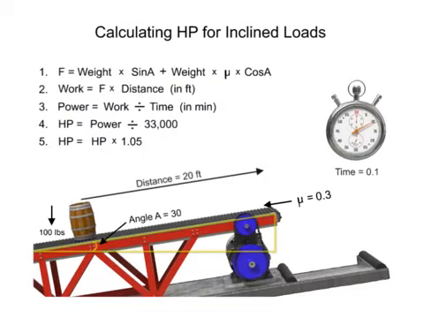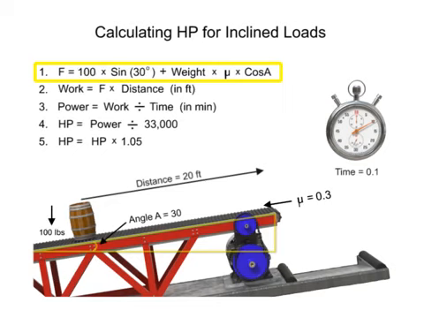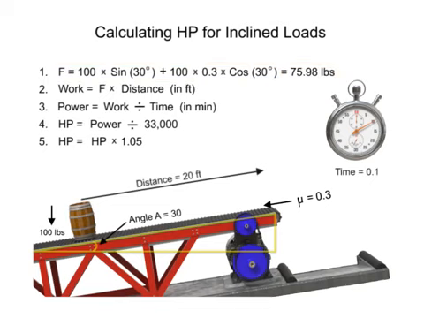Once these two forces are combined, we can continue with the same steps used previously to calculate the size of the motor required. First, find the horizontal force required by adding the force required to raise the load to a higher elevation with the force required to overcome the friction. In this system, the horizontal force is 75.98 pounds. Then determine the amount of work required by multiplying the force by the distance, 20 feet.